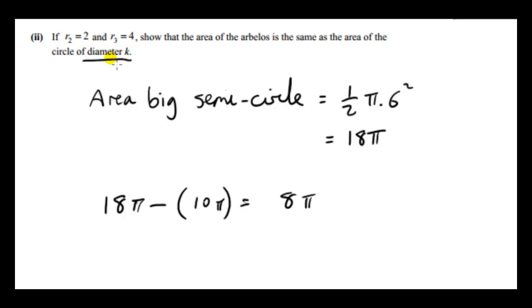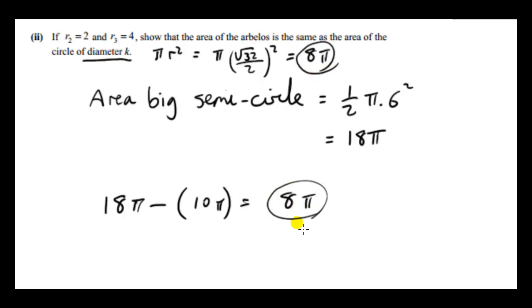Well, the area of a circle is pi r squared. So if the diameter is root 32, the radius is root 32 divided by 2. So this is going to give us 32 over 4. Well, that's 8. So the area of the circle of diameter k is indeed the same as the area of the Arbelos.